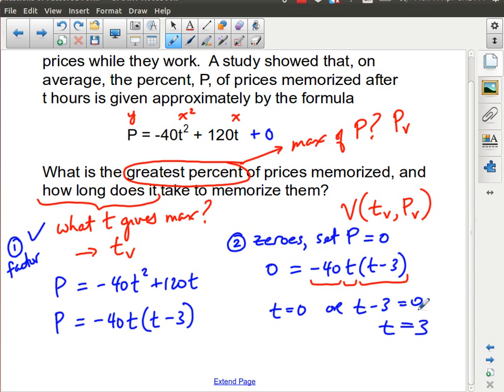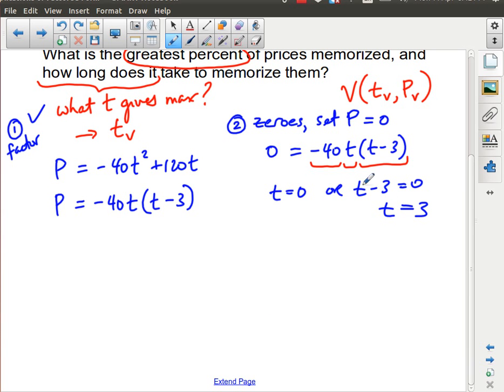This is a real life problem. What about t, which is time? Can time be 0? Yeah, that makes sense. Can the person have spent 0 hours trying to memorize prices? Yes. Not a very good employee, but it is possible. Can a person have taken 3 hours to memorize prices? Yes. So you want to do a little check there just to make sure your numbers make sense. And now, that's step 1, that's step 2. Let's go down here to step 3.